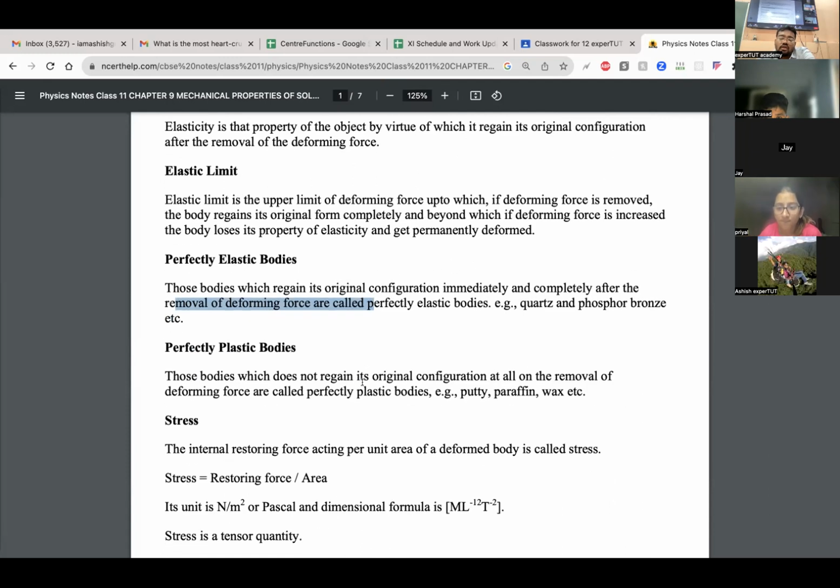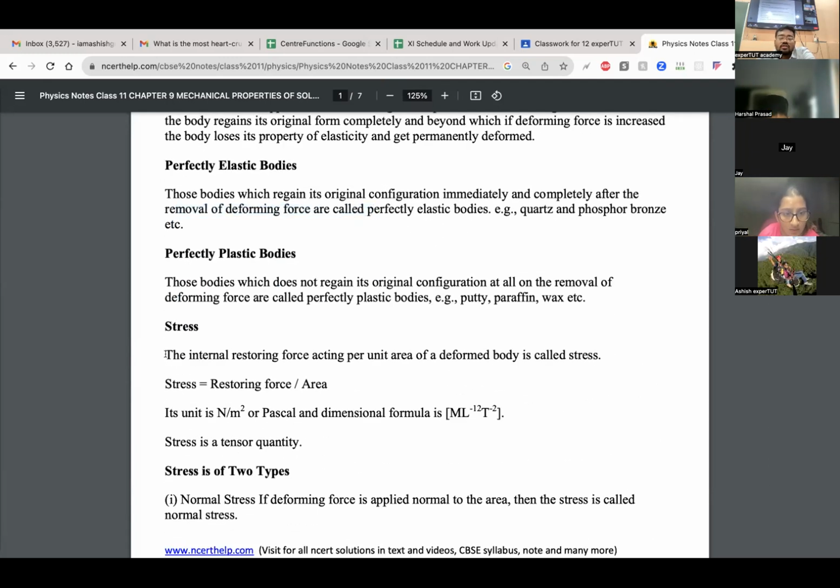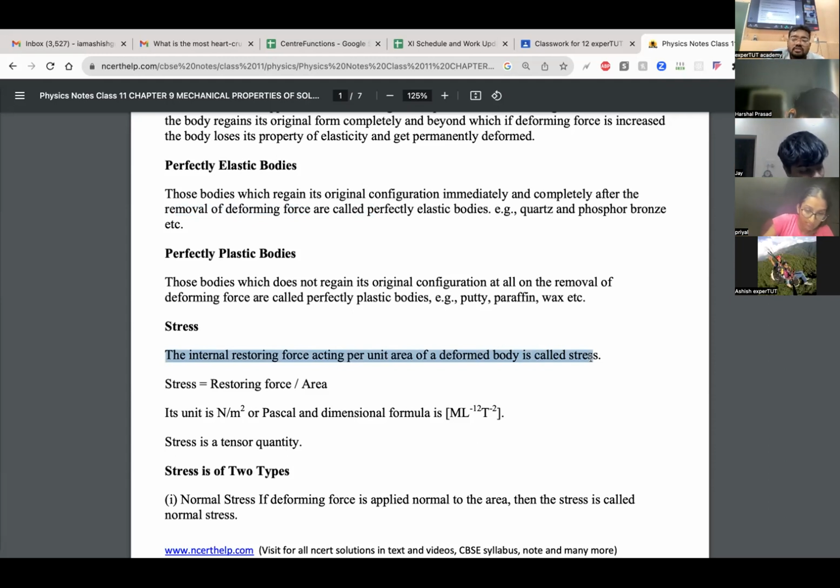Okay. Now see, stress. What is stress? The internal restoring force per unit area of a deformed body is called stress. Write this definition down. The internal restoring force per unit area of a deformed body is called stress. Also write the line after that: stress is restoring force by area. Its unit is Newton per meter square and the dimensional formula is ML. What is written as minus 1 2 is not right. What should it be? Work it out yourself.